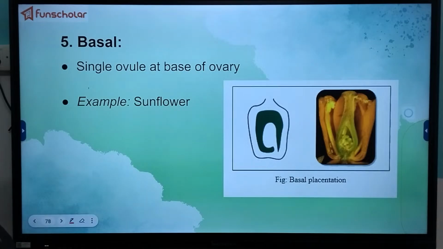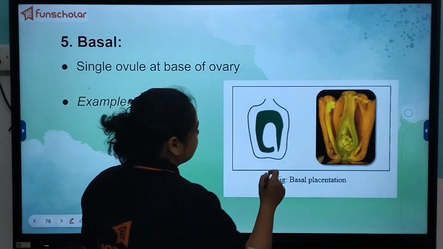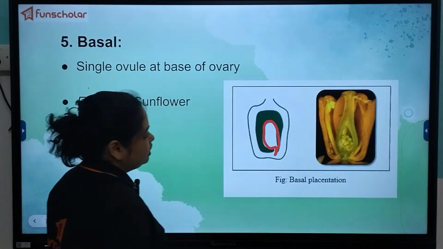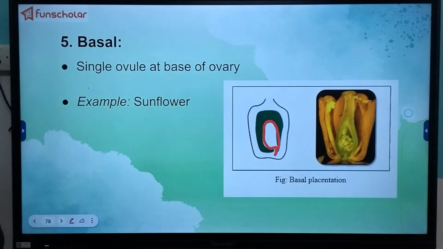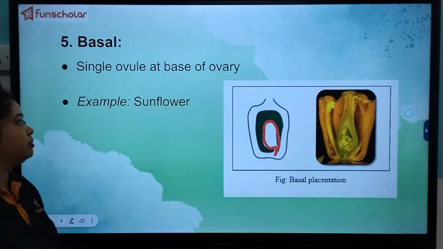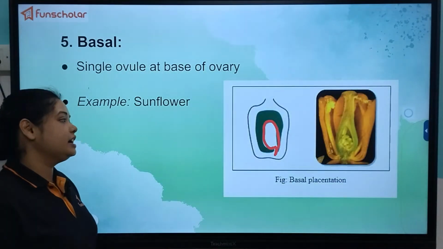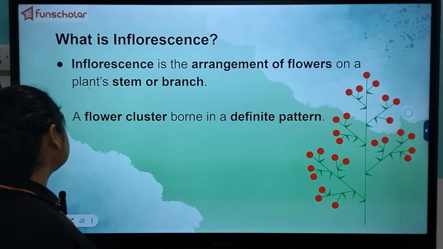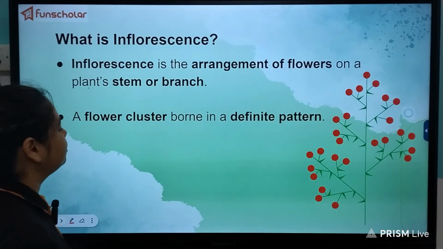And the basal placentation. Here only one ovule will be present and it will be attached to the base of the ovary. So whenever we see a single ovule, that means a single seed, attached to the base of the ovary, just like in sunflower, it is an example of basal placentation.